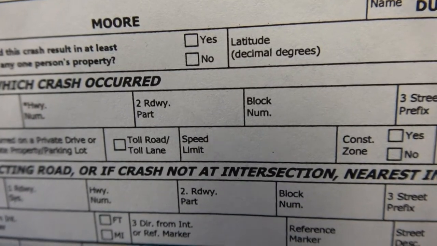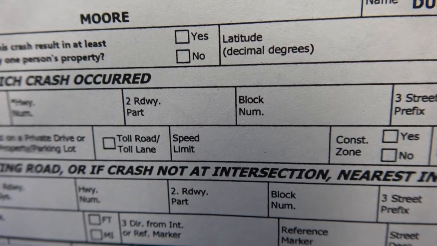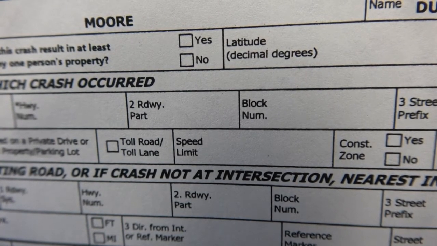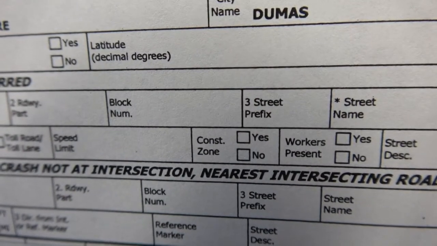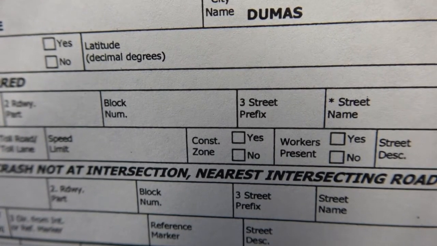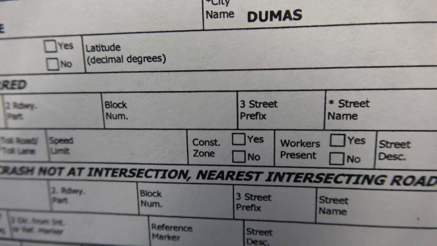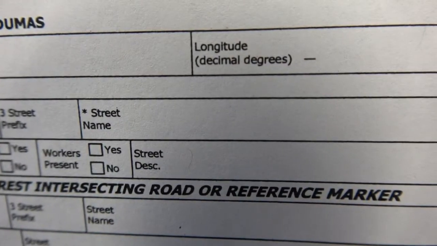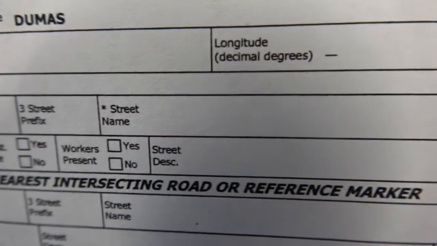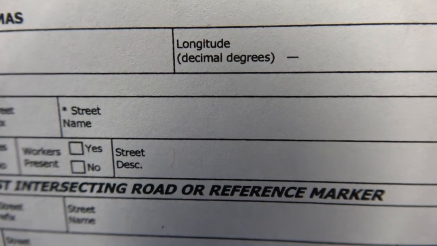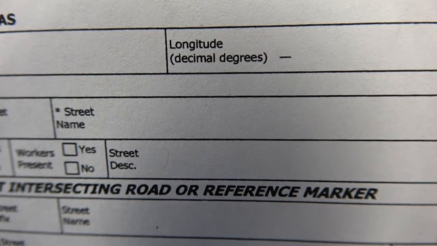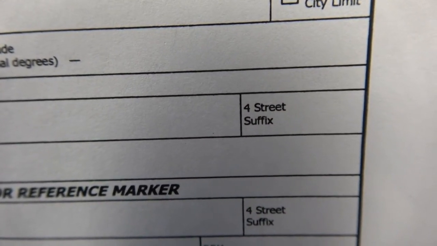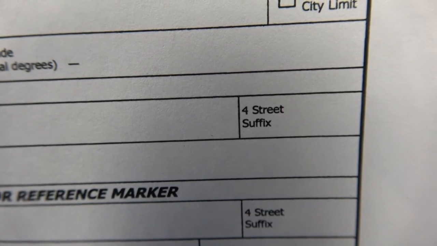Roadway part, every accident you will work in Dumas, Texas will be a 1 or main lane. Block number, self-explanatory. What block did it happen in? Street prefix, will it be south, north, east, and west? Street name, Dumas Avenue, South Bliss, etc., etc. And then street suffix will be avenue, street, lane, so on and so forth.